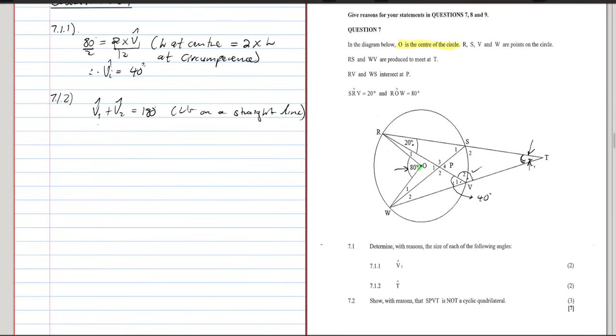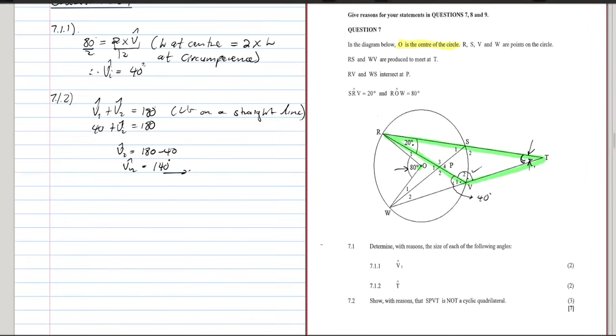So V1, that's 40, plus V2 is 180. Therefore V2 is equal to 180 minus 40, so V2 is 140 degrees. That's the answer we got for V2. Now we're going to use the sum of angles in a triangle, in this triangle in particular, the RVT triangle, to work out the angle for T.